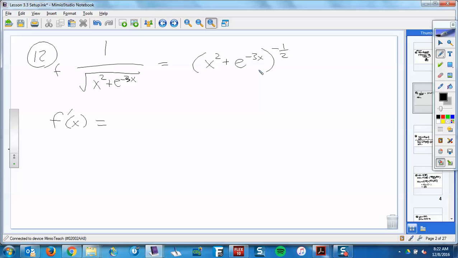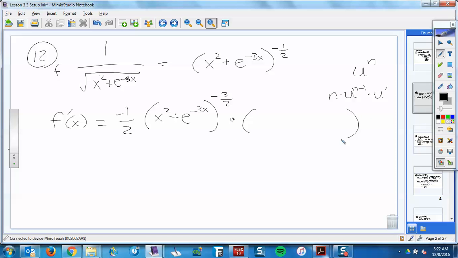Now, this is just a power rule, right? This is u raised to the n, which is n times u to the n minus 1 times the u prime, right? It's just some stuff raised to a power. So we bring the power down, we leave the inside alone, we drop the power by 1, which would be that, and we times by the derivative of the inside. Okay? So what's the derivative of the inside? Well, it's 2x, right? Here's our inside right here. So 2x. Now, what am I going to have to do when I do this derivative?